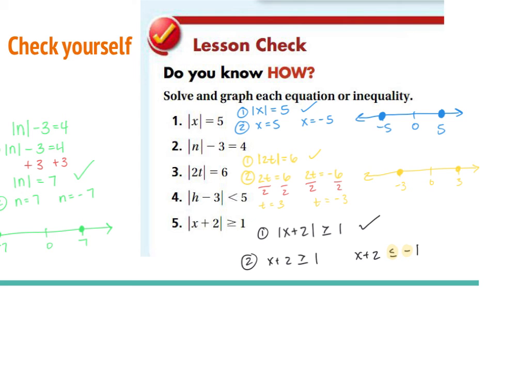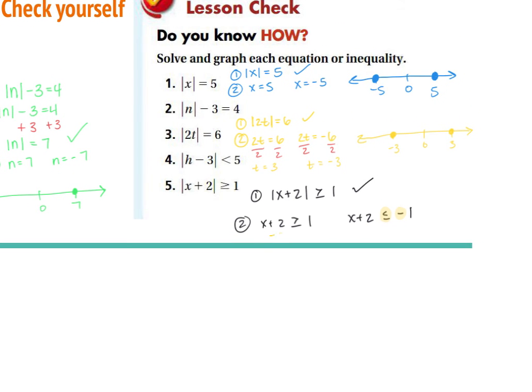All right. Now, in order to get x by itself, we have to subtract 2. Subtract 2. We get x is greater than or equal to -1. And then we're going to do the same thing over here. Not 1, but 2. -2, -2. And we're going to get x is less than or equal to -3.